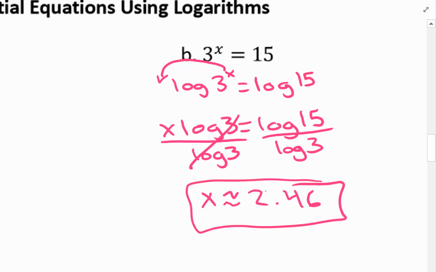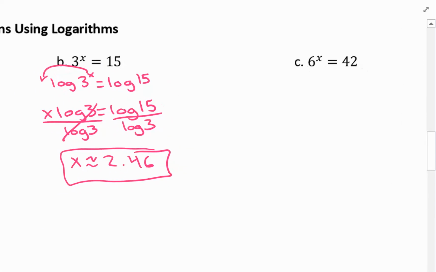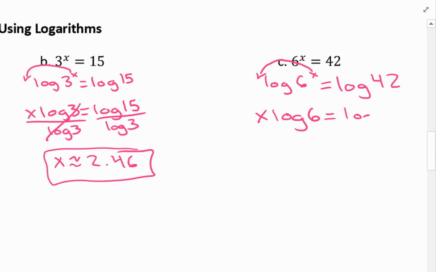Next one, same thing. I would pause, do it yourself, and then check to see if you have any mistakes. Step 1, take the log of both sides. Log of 6 to the x equals log of 42. Step 2, power property jumps the x exponent out front. X times log 6 equals log 42. I don't know why I wrote 43.